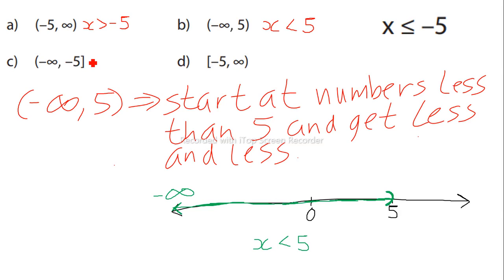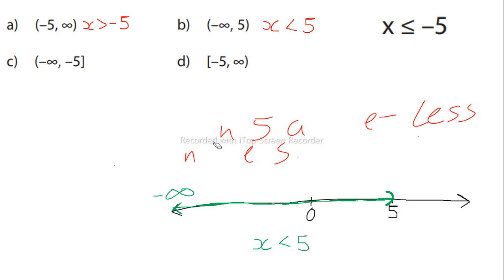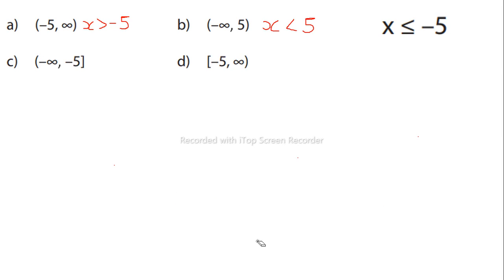Okay, let's do C. Or should we do D first? Let's see. Let's do D first. So what is D saying? What does that interval notation mean? What does that represent? What inequality form does that correspond to?